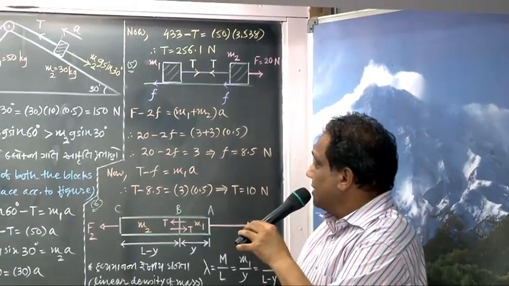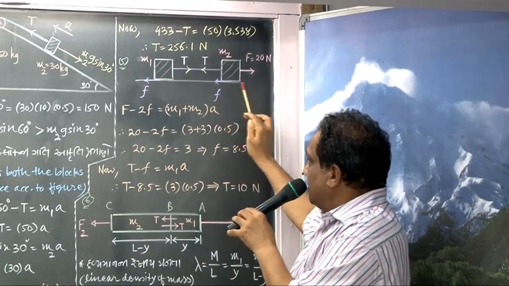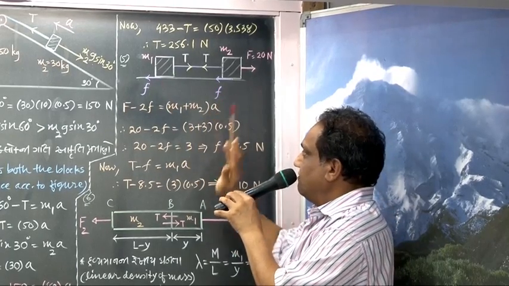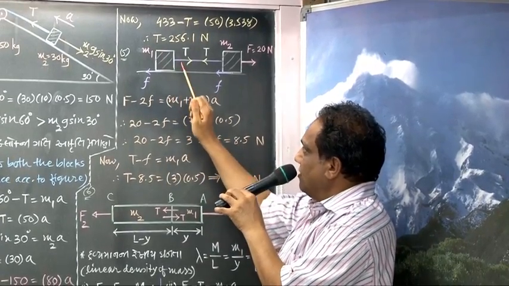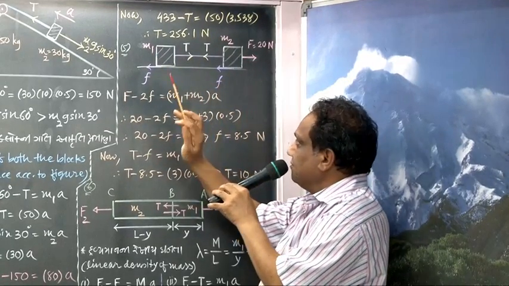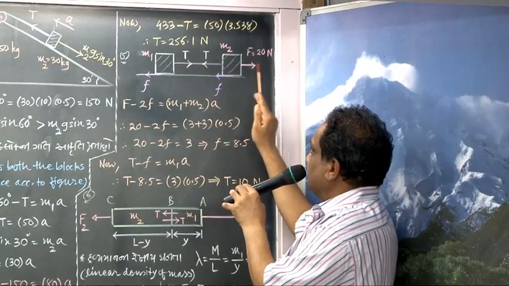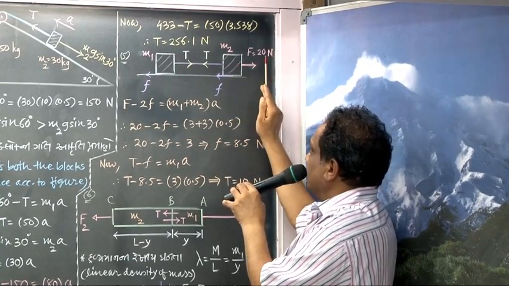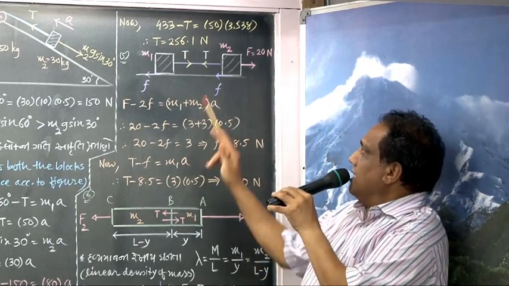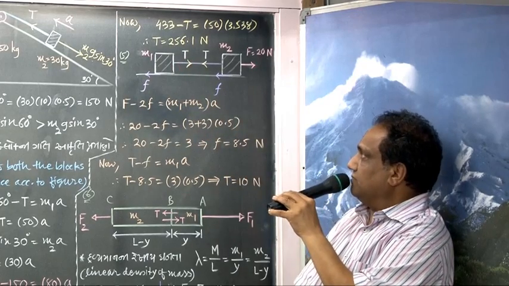Look, we have one rough horizontal surface on which there is some frictional force. We also have two blocks, masses M1 and M2, tied with the help of a string. We just pull it, say towards the right hand side, with a force of 20 Newton. Fine. Now this entire system is moving towards the right hand side with some acceleration.